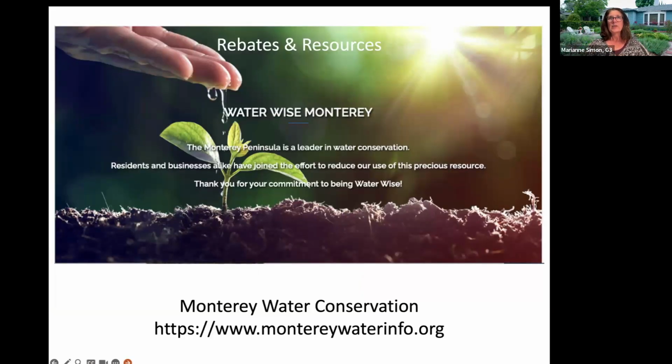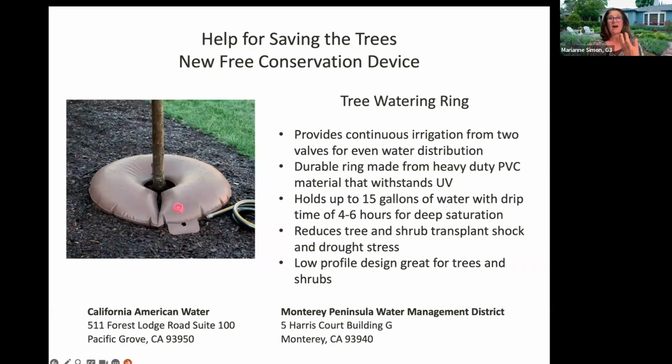All right, so that brings us to the end of the formal presentation, just some resources that are available to you. A great website, the Monterey Water Conservation site. You will be getting a link in the email that you're getting tomorrow. They've got all kinds of resources and rebates there. They've got these great tree watering rings that you can get for free. And those are the two sites where you can just give them a call or show up and say, I'd like one of those, please.